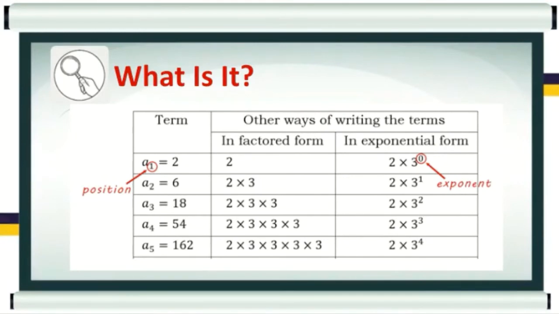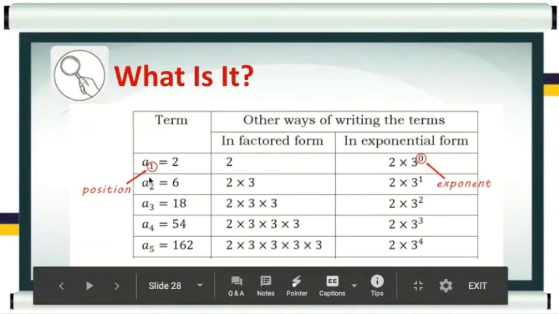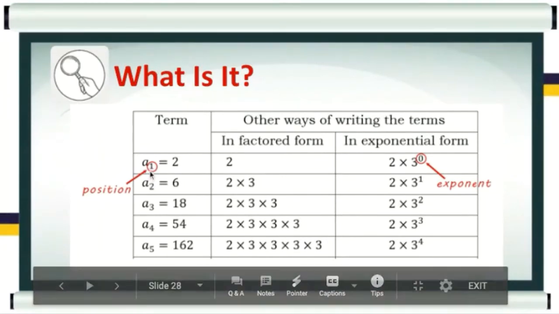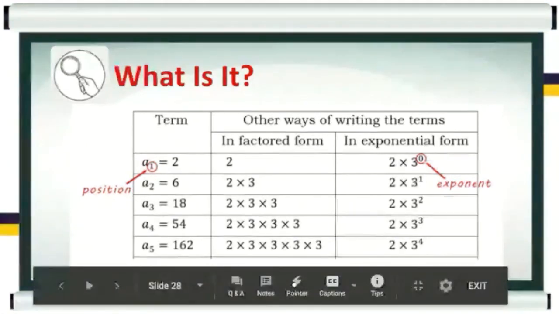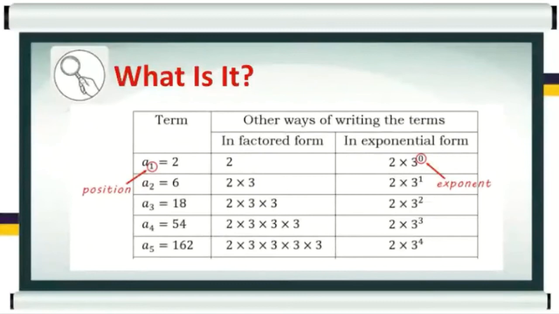For example, we are looking for the 15th term. So the exponent there should be 15 minus 1, or exponent 14. Now, by looking at it, your position 1 here in your term and your exponent here, which is 0, you have a relationship of n minus 1.